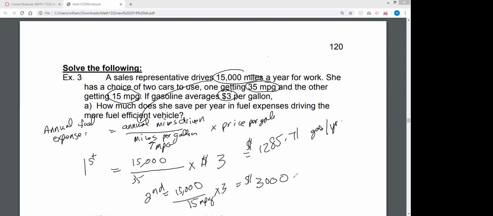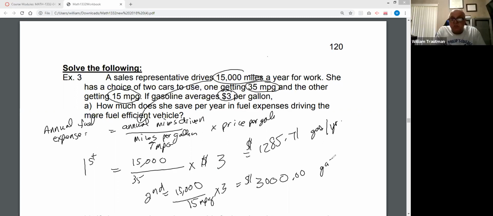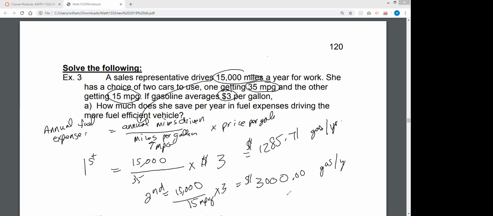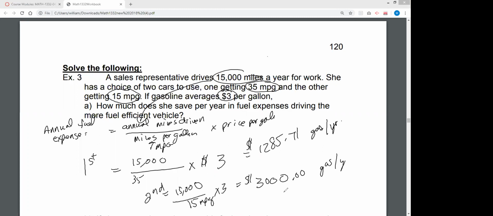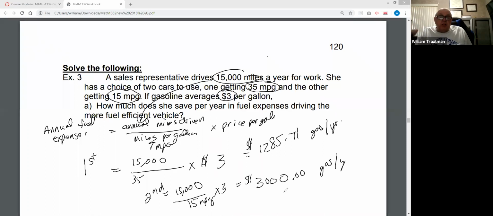So this is gas for the year. How much does she save per year by driving the car with the better gas mileage? Just subtract the two. If the next digit was 5 or more, you'd round up to 0.72, but it's a 4. Just making sure. So if you want to know the difference, just subtract the two. I'm not going to do that for this problem.